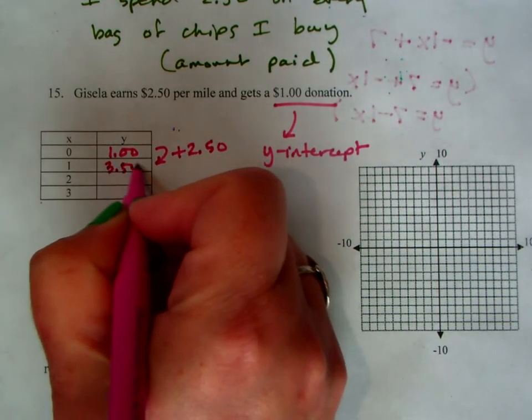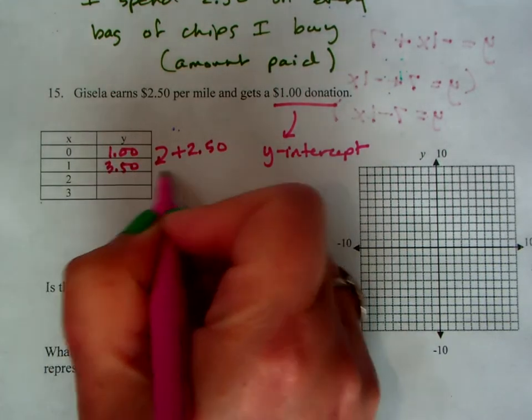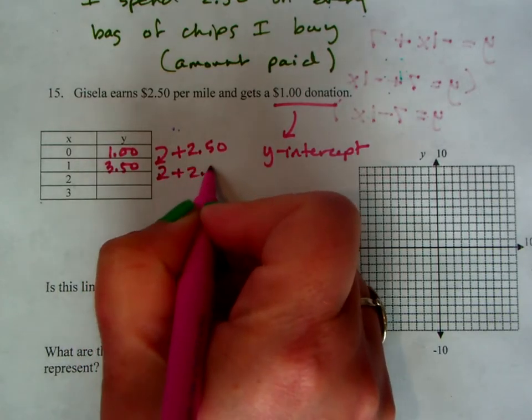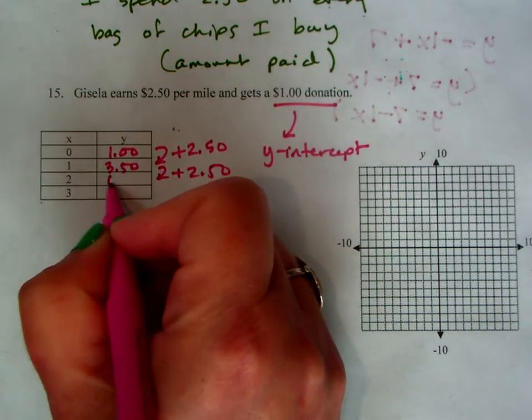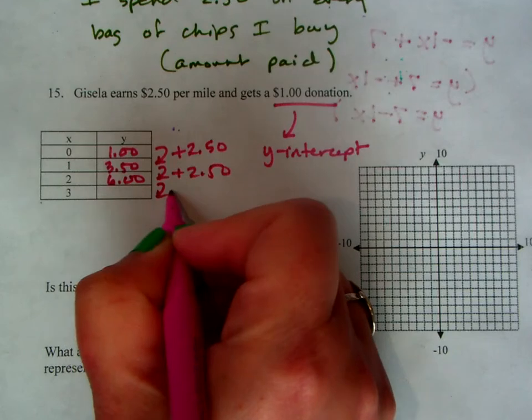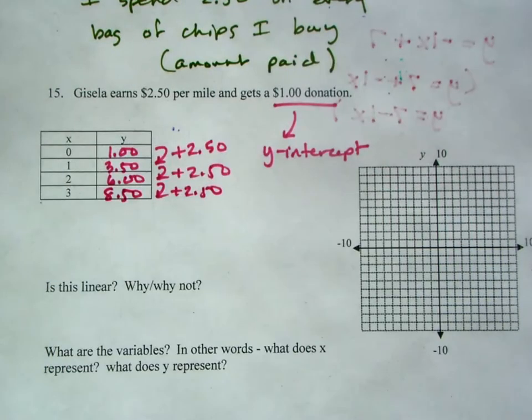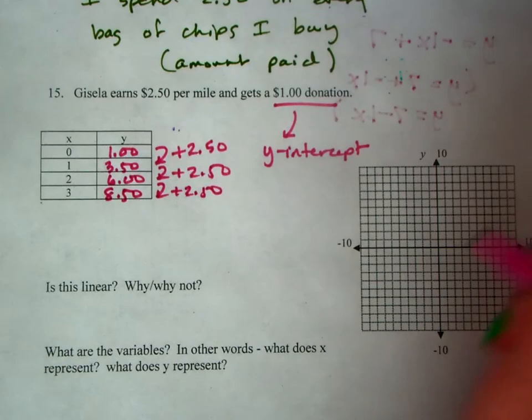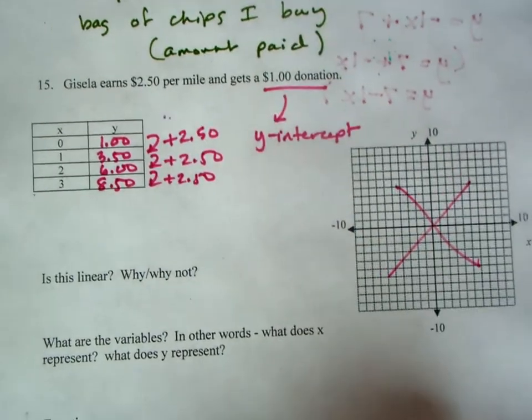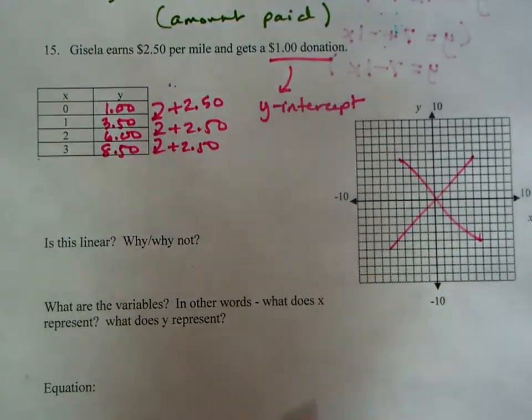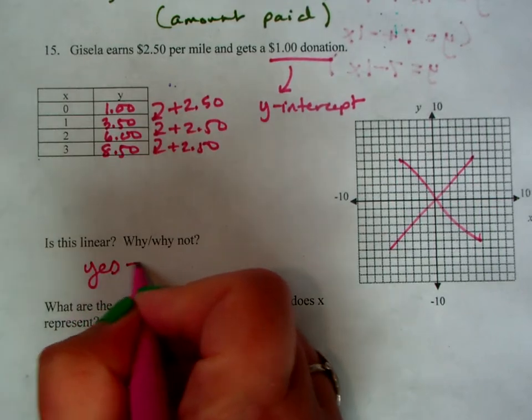So 350 and move up 250 again. So 5, so 6, and up 250, which would be 850. Okay. Again, let's not worry about the graph as you don't have grid paper. Is this linear though? Yes, because it has a constant rate of change.